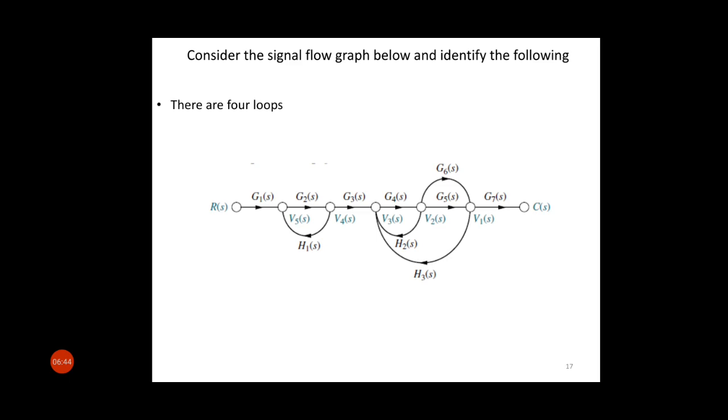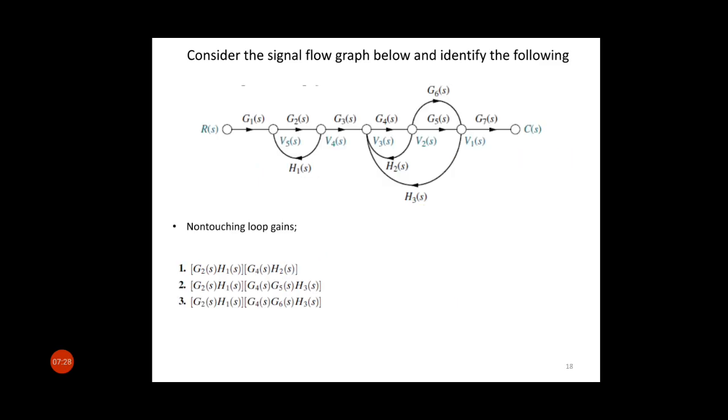Now we will identify the loops. How many loops are there? There are 4 loops. Let's see the loops. The first loop is this, and the loop gain is G2 into H1. The second loop is this, and the loop gain is G4 into H2. The third loop is this, and the loop gain is G4 into G5 into H3. And the fourth loop is this, and the loop gain is G4 into G6 into H3.